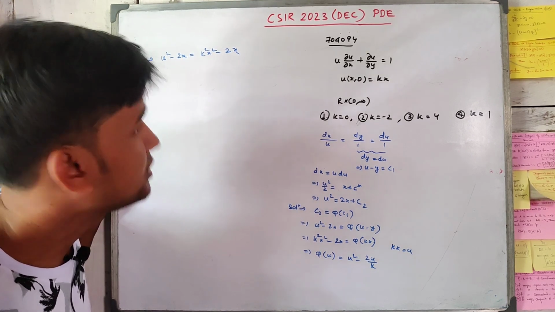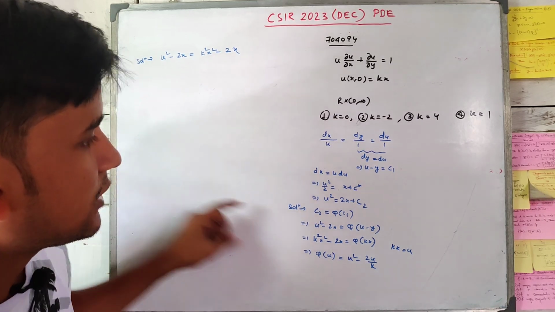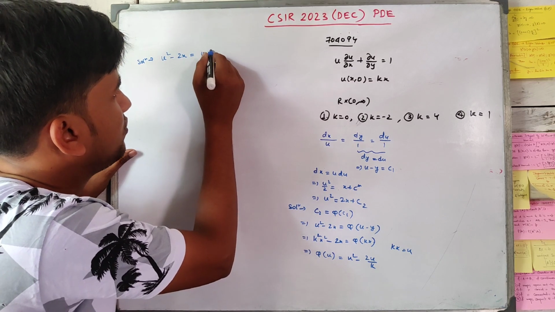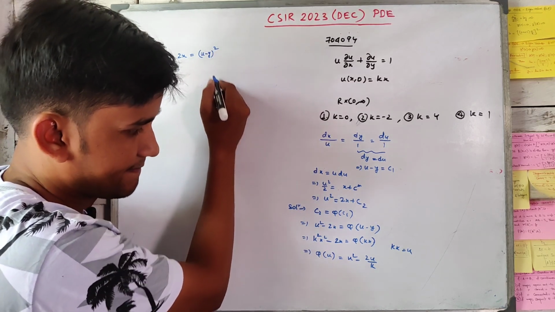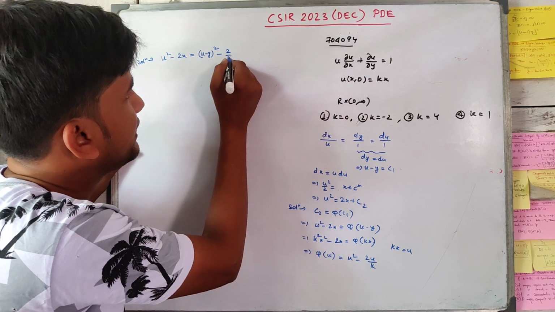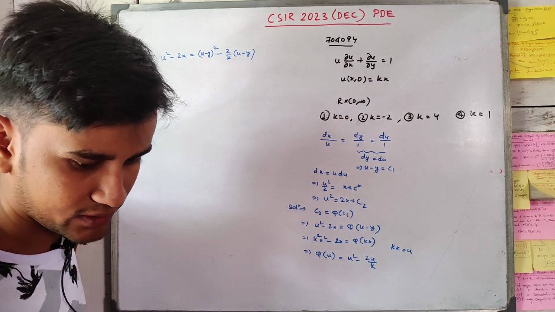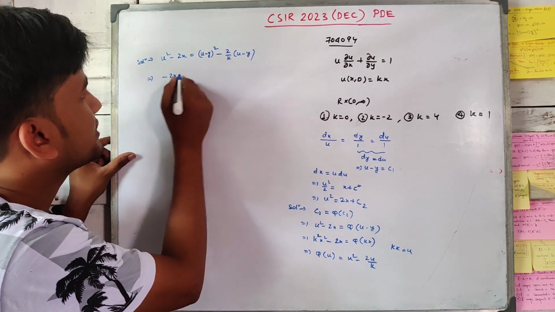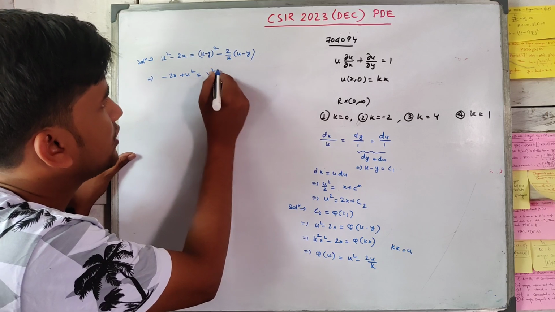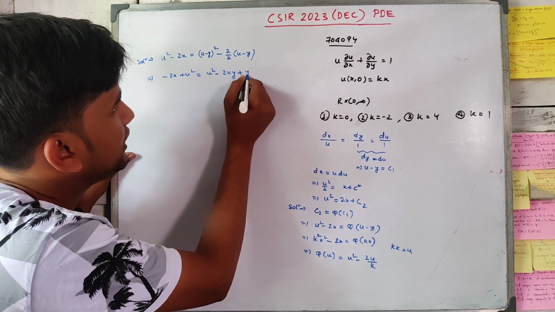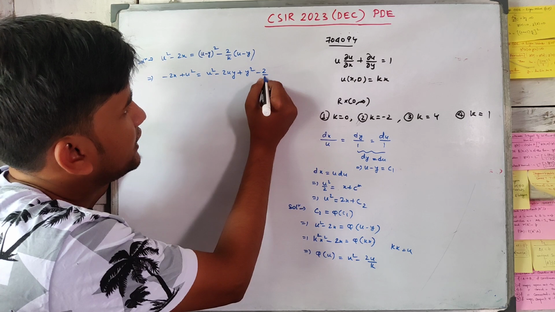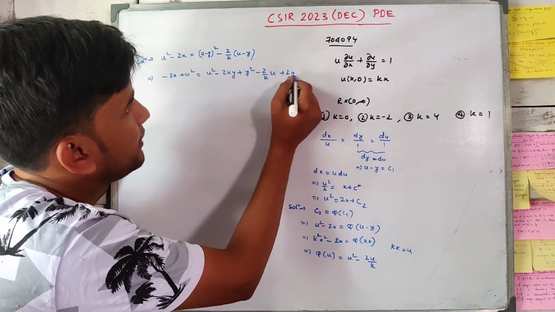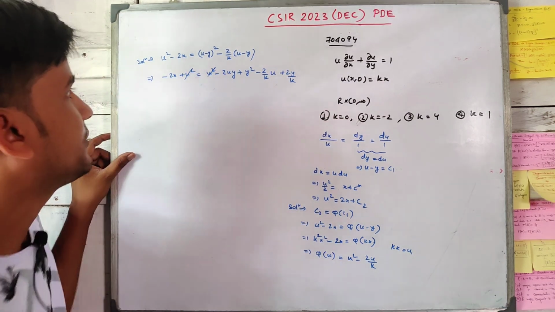So u square minus 2x equal to phi of u minus y, right? So this is equal to u minus y whole square minus 2 by k into u minus y. I think this is the correct one. Yes. So now if we find minus 2x plus u square, this is equal to u square minus 2uy plus y square minus 2 by k into u minus y, that is plus 2y by k. Okay, now u square cancels from both sides.